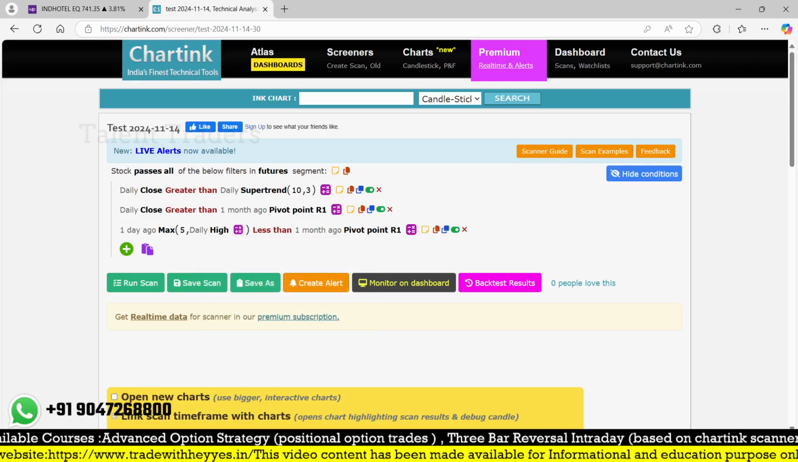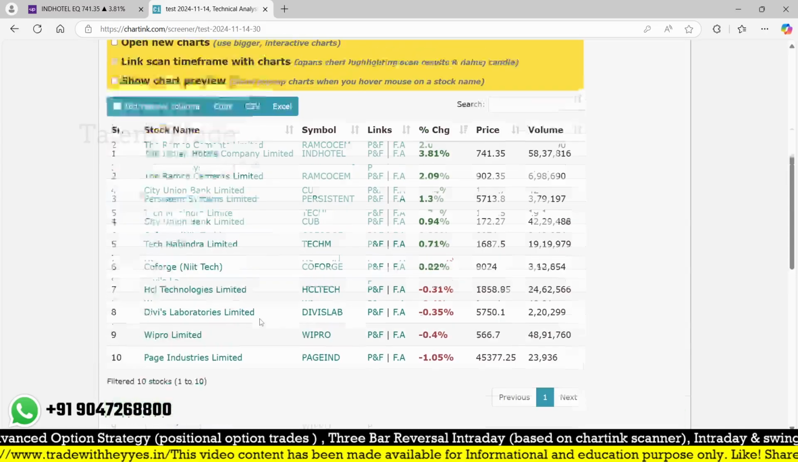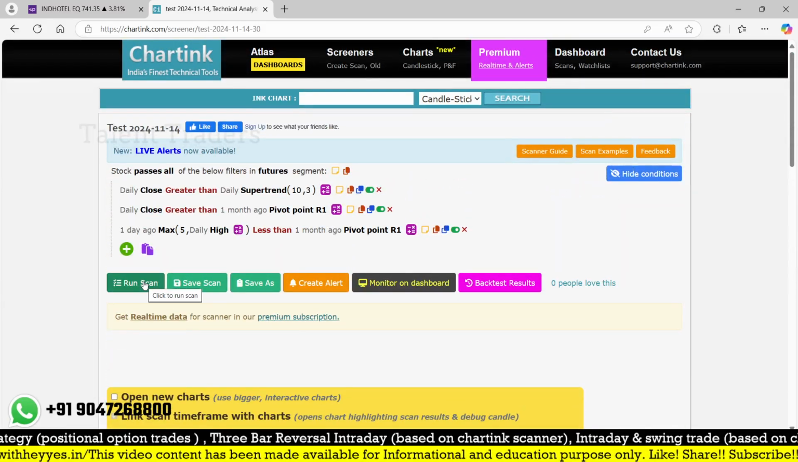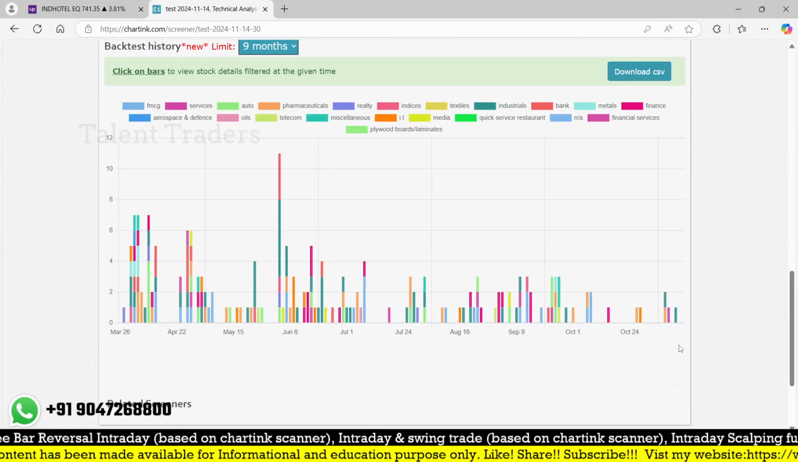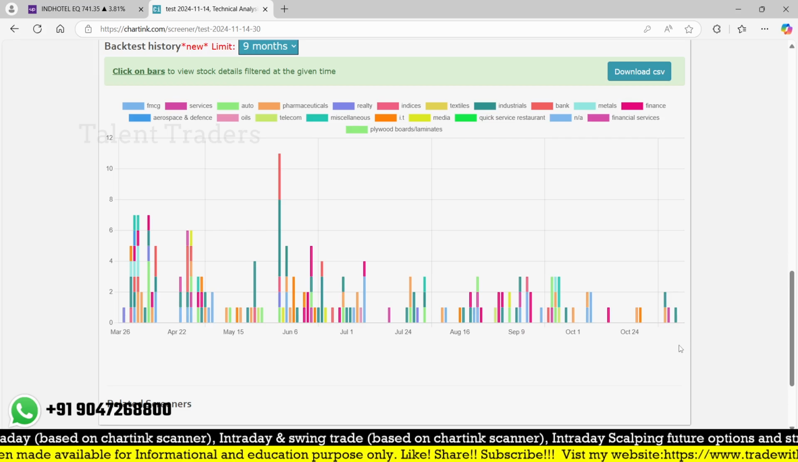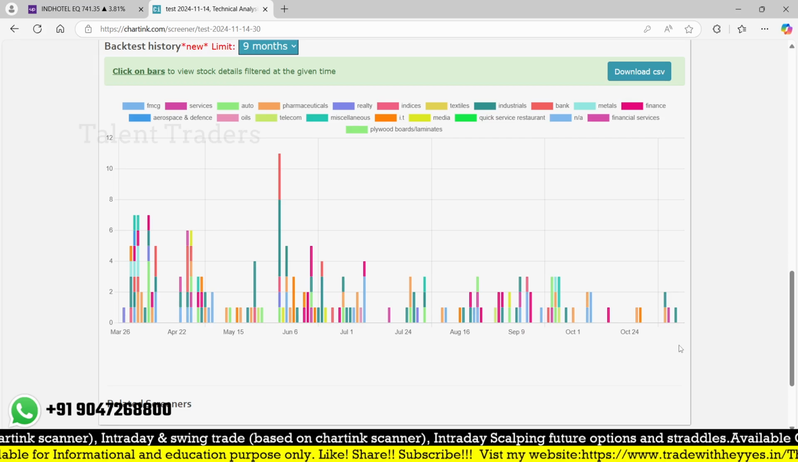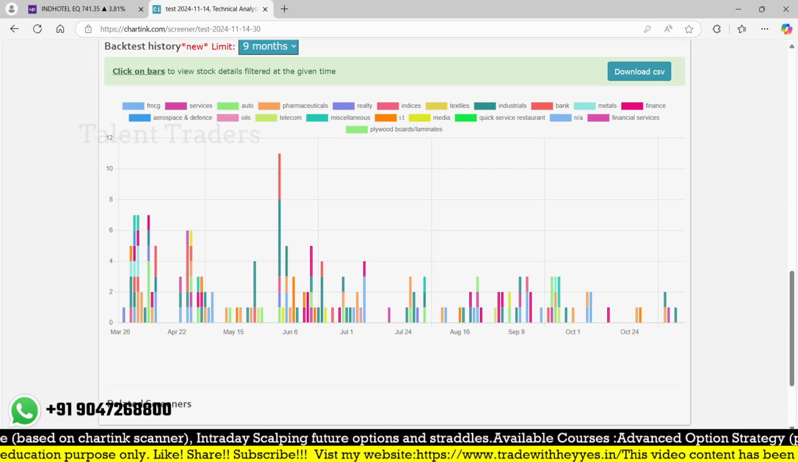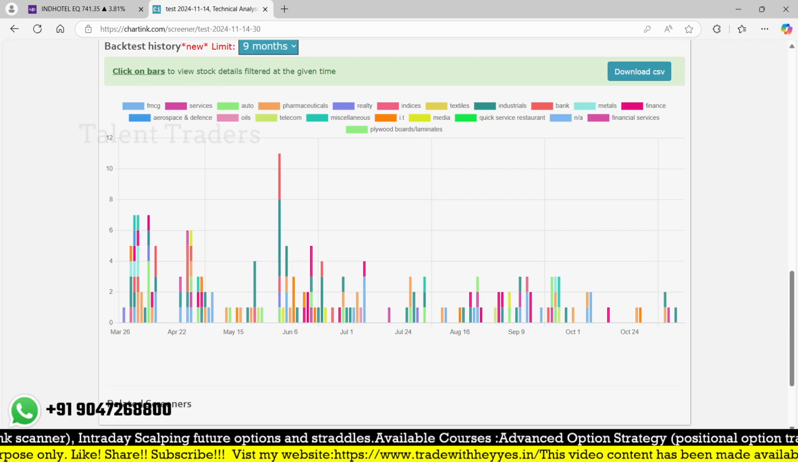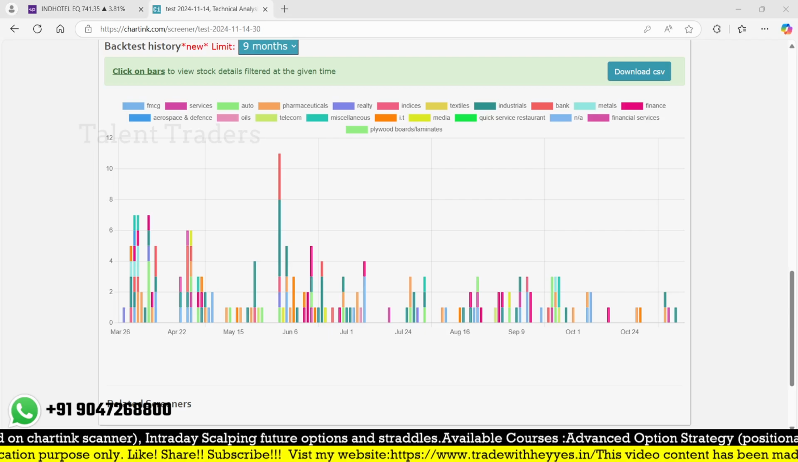So what is the filter? Right now we have almost 10 stocks. If you run the scan, we don't have any stocks, and you can see there is a very small number of stocks. This particular coding will tell you how we can utilize this kind of strategy. Now we can try a backtest. Just give me a moment. So very few stocks.